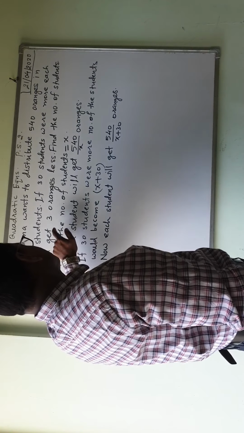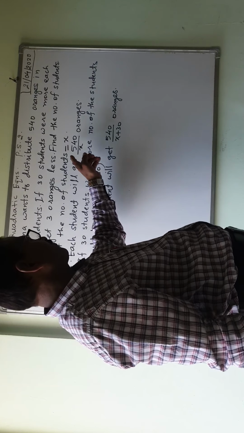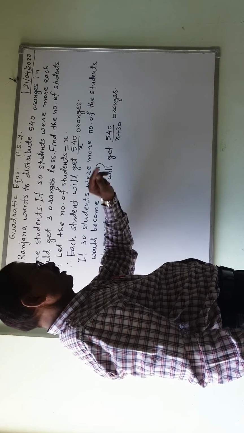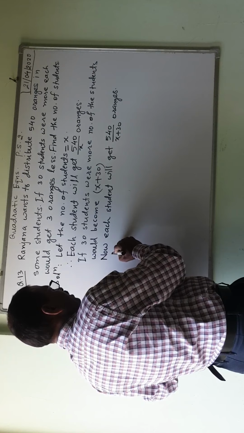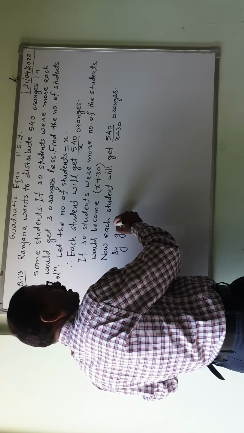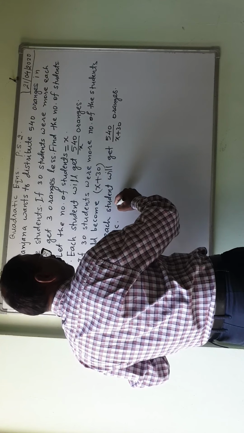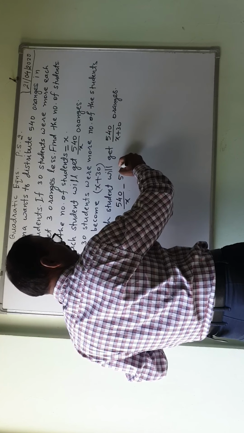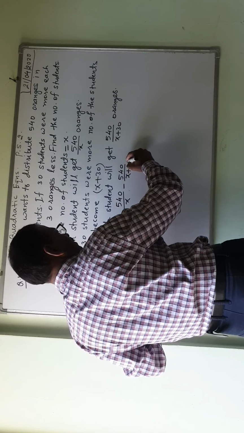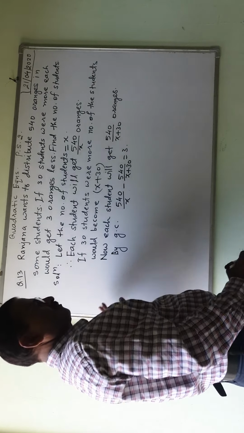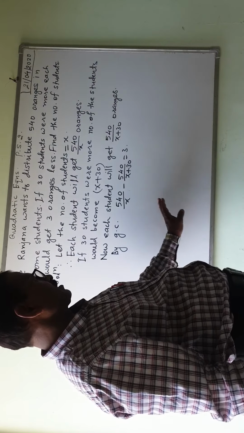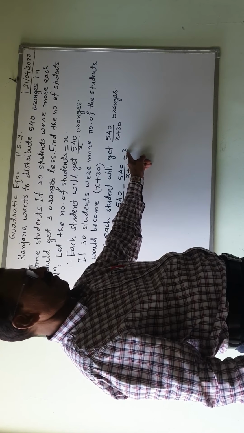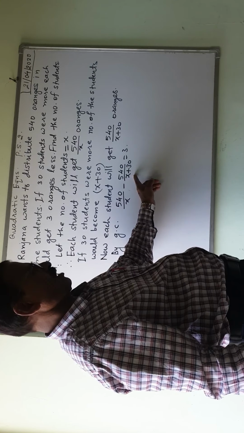And it would have got 3 oranges less. That means the difference between these oranges and these oranges would be 3. So bigger minus smaller is equal to 3. By the given condition, 540 upon x minus 540 upon x plus 30 is equal to 3. This is the difference. Don't forget that if you write 540 upon x plus 30 minus this, then this will be negative because this is a bigger number and this is a smaller number.